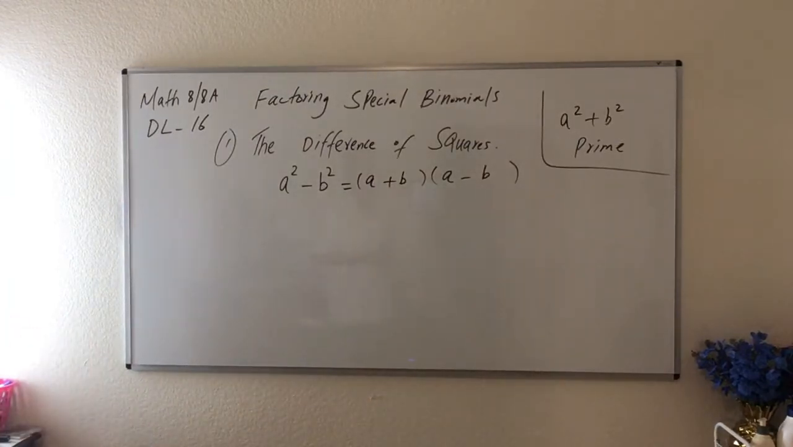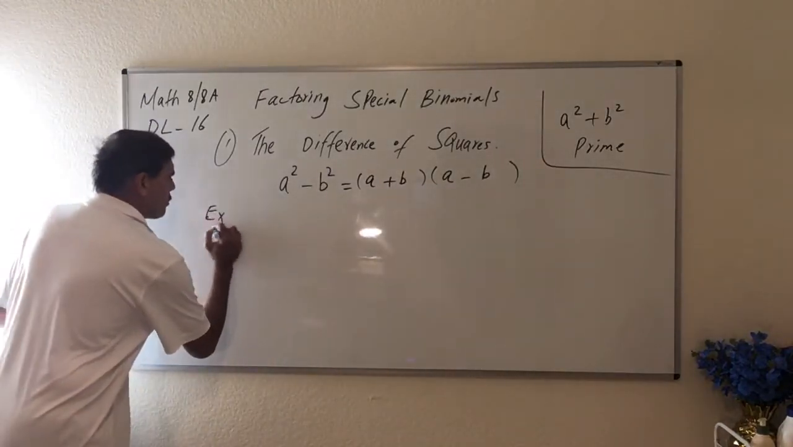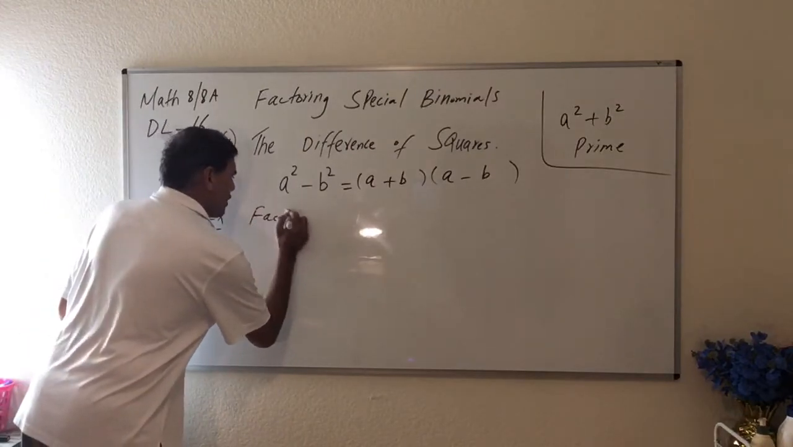If there's a perfect square number, how do you find the base? You can always take the square root. If somebody asks you, is 25 a perfect square? Yes. What is the base? The square root of 25 is 5. So how do you find the base? You take the square root. Here is a quick example.